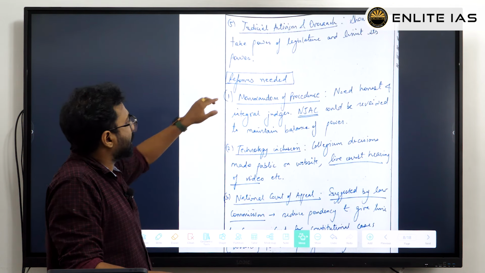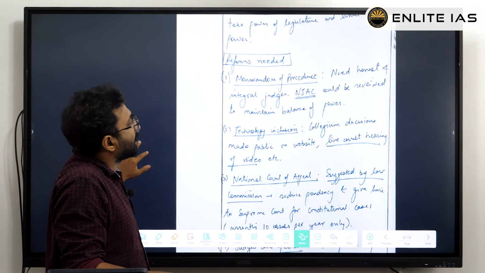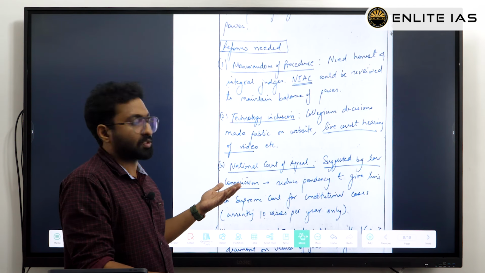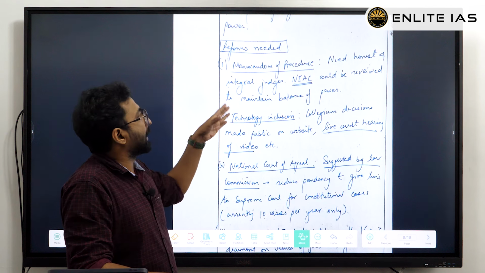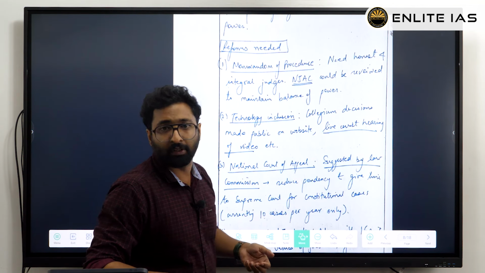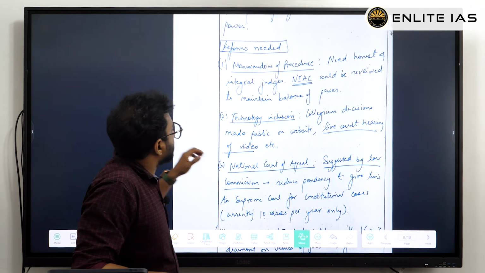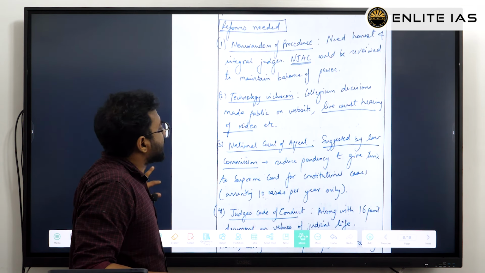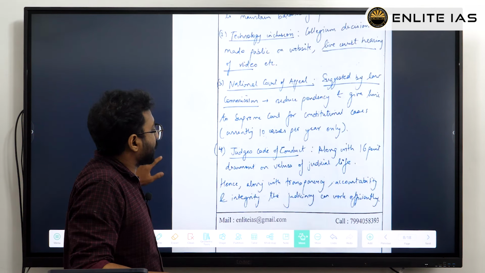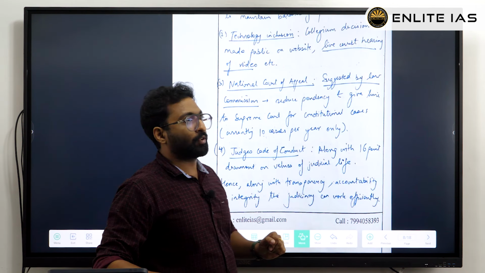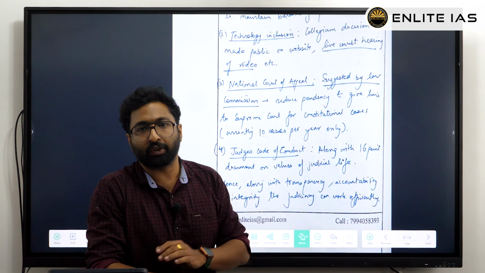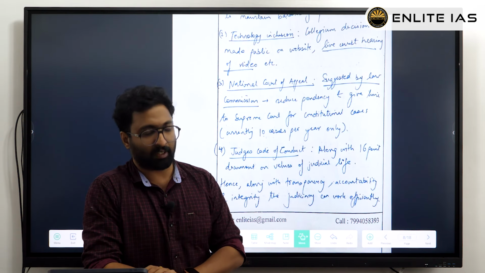He has written the reforms needed, like the memorandum of procedure. That means for the appointment procedure, it will actually help to reduce the tussle between the government and the judiciary. Second, technological inclusion. It's very broad, right? National Court of Appeal, Judges Code of Conduct. See, right now one more thing, that's the fourth takeaway you can get from this answer sheet.